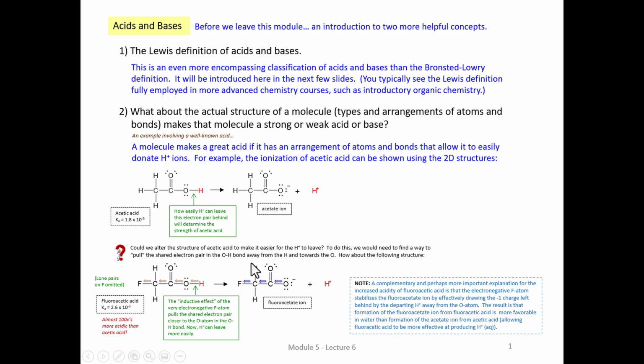And as a result, the fluoroacetate ion is more stable than the acetate ion. The fluoroacetate can handle that negative charge better than the acetate ion can, and so the formation of fluoroacetate with the resulting ejection of an H+ is more favored for fluoroacetic acid. So that's a complementary or alternate explanation for why fluoroacetic acid is a better acid than acetic acid.